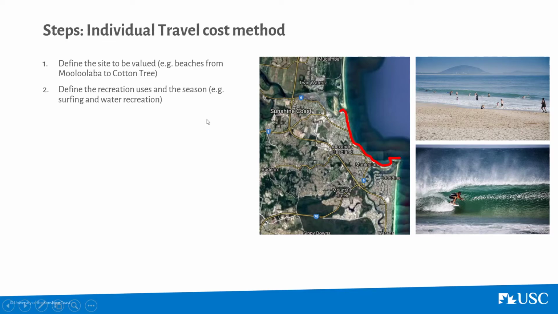Then we look at what are the recreational activities that we're interested in here. So for example, maybe it's surfing and water recreation as opposed to, for instance, fishing or something else like that. So we define those recreational characteristics.